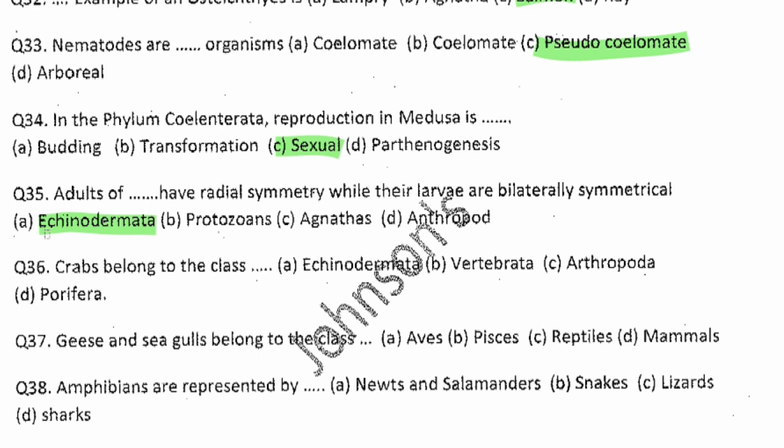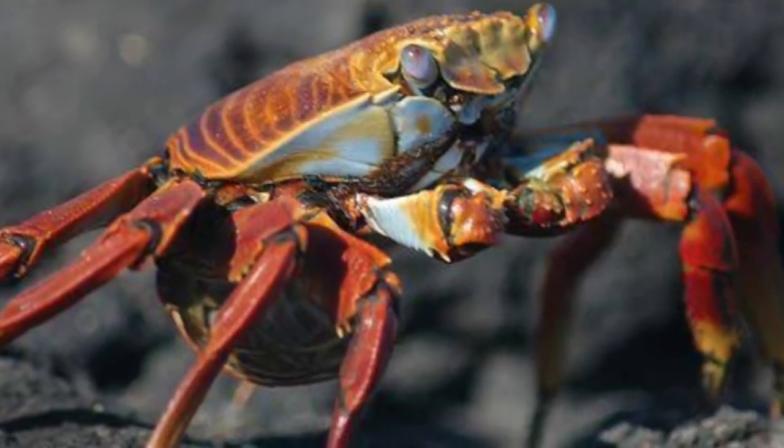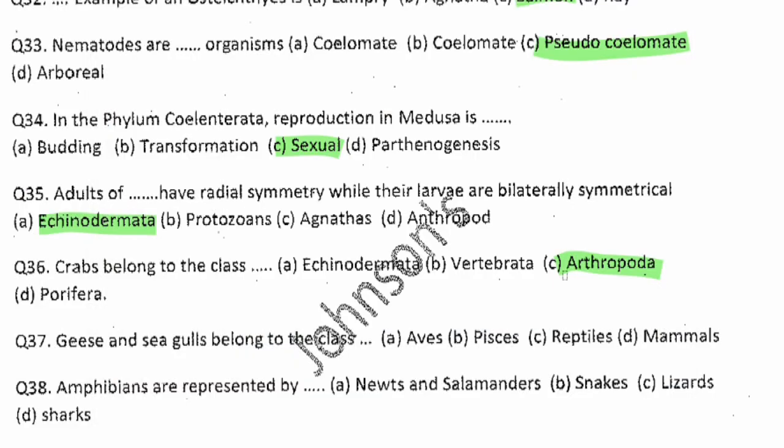Question number 36. Crabs belong to the phylum dash. So the answer to that question is Arthropoda. Crabs are arthropods. Under arthropods you see crustaceans, you see insecta, and all those things. So they belong here.